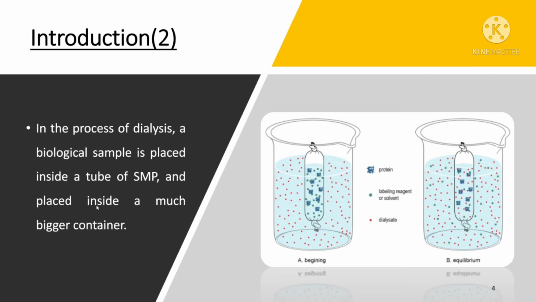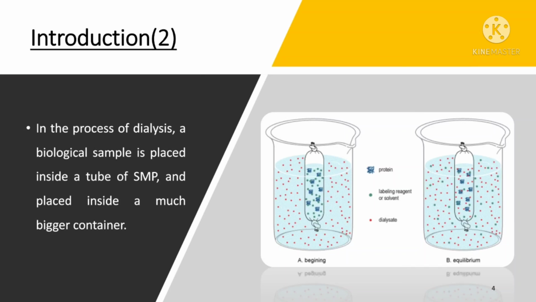Moving forward, let's give a look on the mechanism and the process of dialysis. Now, as we can see from the figure, a biological sample is placed inside a tube of semi-permeable membrane and the whole sample is placed inside a much bigger container containing buffer. Now, as the time passes, only small molecules whose size is smaller than the pore size of membrane diffuse through the colloidal membrane. Once the equilibrium is achieved across the entire solution, the concentration of small molecules becomes same inside and outside the membrane.